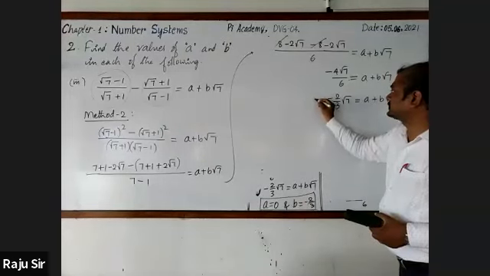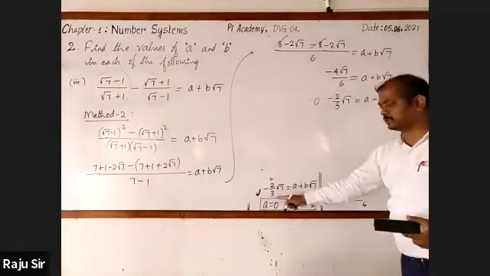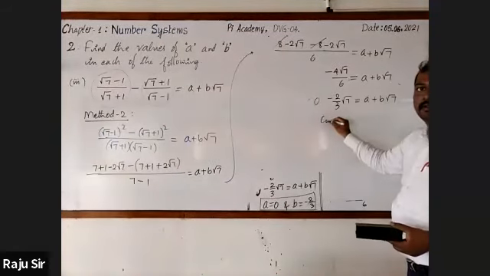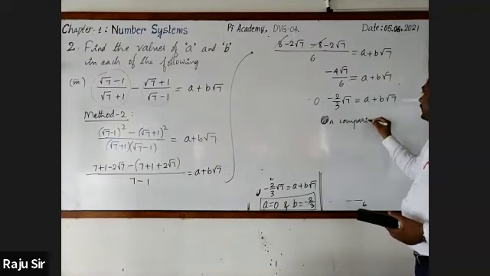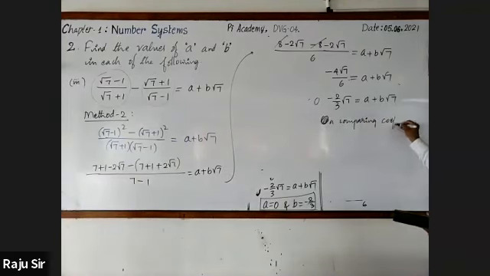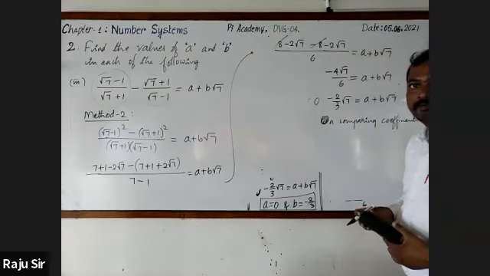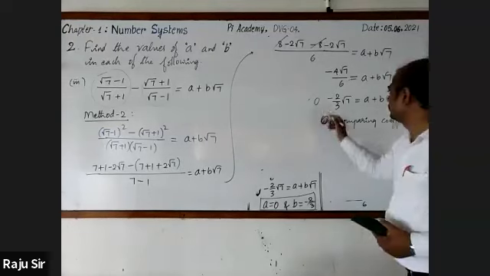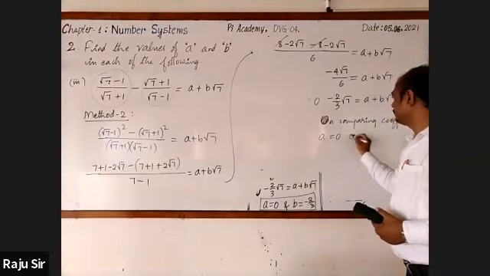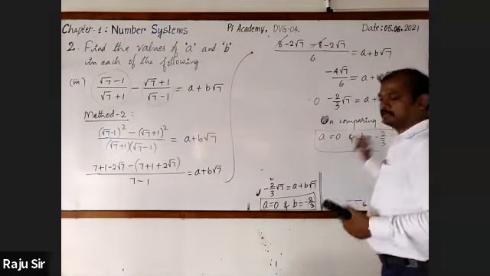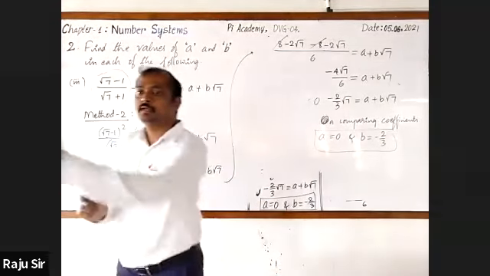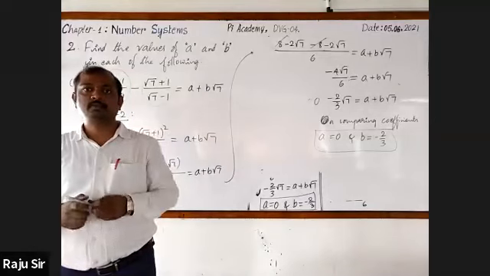In place of a, nothing is there. It is 0. Same thing. Now you compare. On comparing coefficients, A is 0 and B is minus 2 by 3. That's all. A is 0 and B is minus 2 by 3.